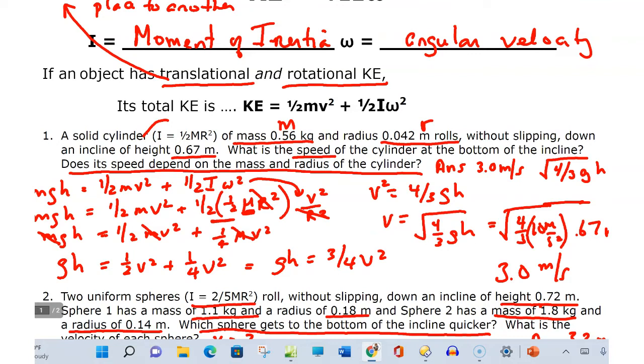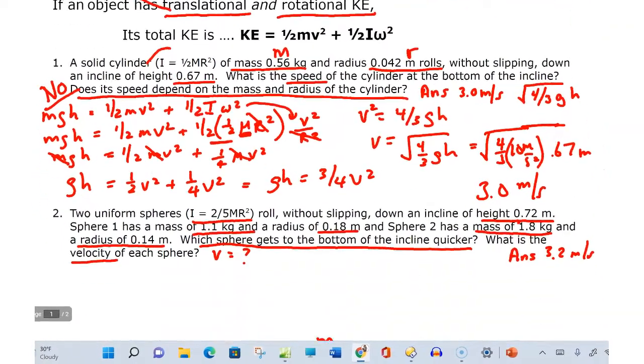Does the speed depend on the mass and the radius? Well, we canceled out the masses. It doesn't matter. And we also canceled out the radius. So we can see neither the mass nor the radius determine the speed. So the answer is no. It doesn't. Let's try another one.